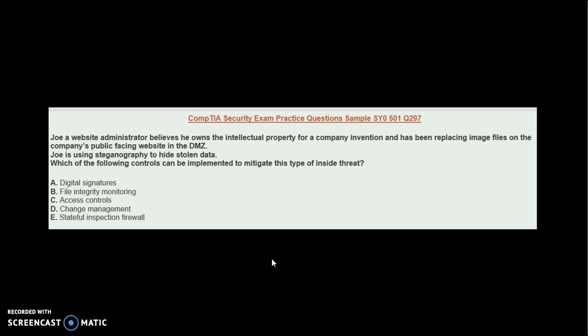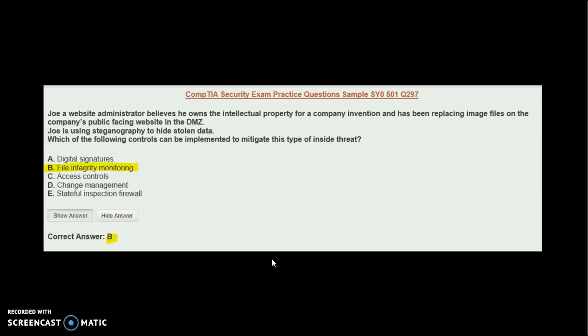Joe, a website administrator, believes he owns the intellectual property for a company invention and has been replacing image files on the company's public-facing website in the DMZ, demilitarized zone. Joe is using steganography to hide stolen data. Which of the following controls can be implemented to mitigate this type of inside threat? And that is B, file integrity monitoring.